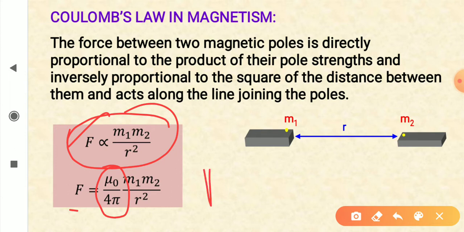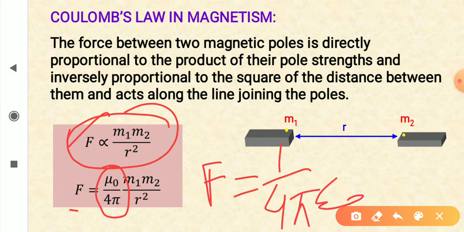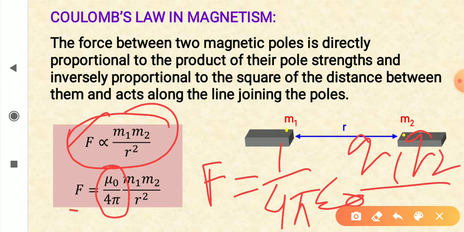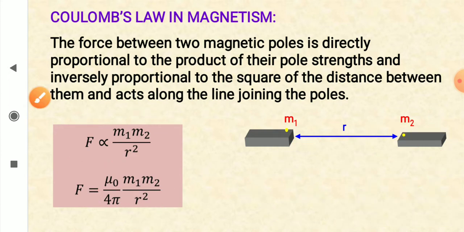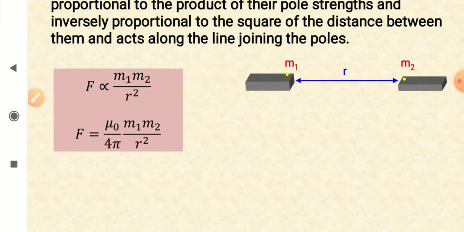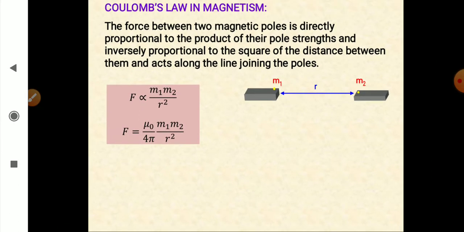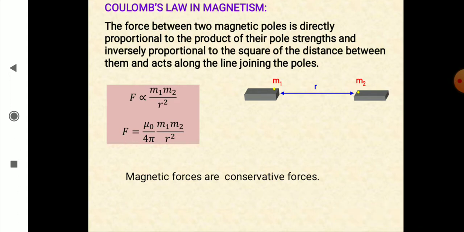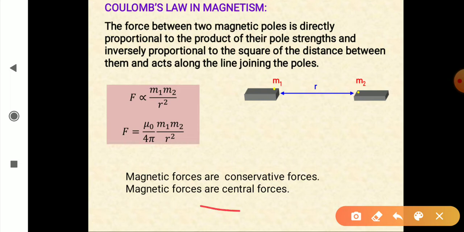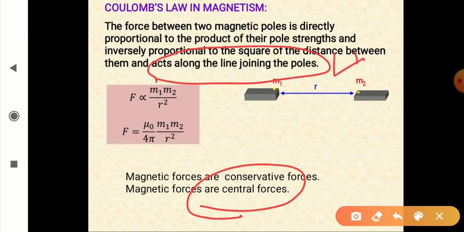And you can compare it with electrostatic force between two charges, that is 1 upon 4 pi epsilon naught Q1 Q2 upon R square. And you can see that the constant is replaced by 1 upon 4 pi epsilon naught and the pole strengths are replaced by the charges and the separation. So there is clear analogy between them. And now, as in electrostatic force, the magnetic forces are also conservative forces and they are also central forces. And central forces means the forces act along the line joining the poles.